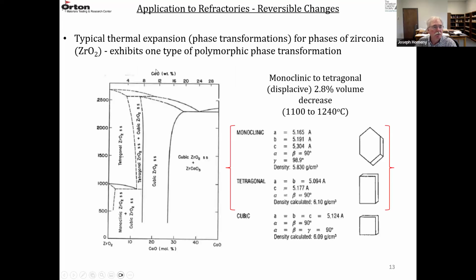The other ceramic or refractory material that exhibits phase transformations is zirconia, ZrO2. It has one transformation, from tetragonal to monoclinic zirconia. So this is the phase diagram for ZrO2. This is 100% ZrO2 on the left-hand side, and it's in mole percent. And on the right-hand side is 50 mole percent CaO.